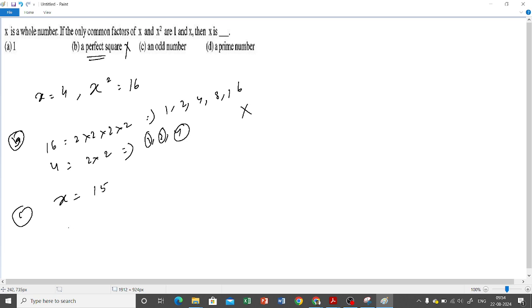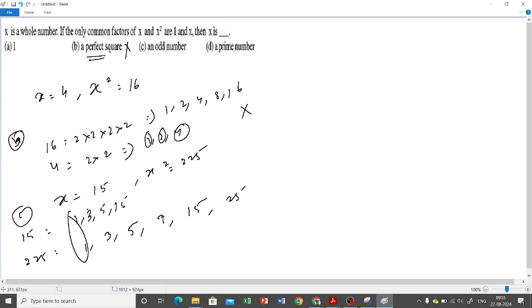Let us take x is 15, and what is x square? x square is 225, right? So 1, 3, 5, and 15 are the factors of 15. What are the factors of 225? 9, and 15, 25 also, and many others. So I can see that 1, 3, 5, 15 are common factors, so this is also wrong.